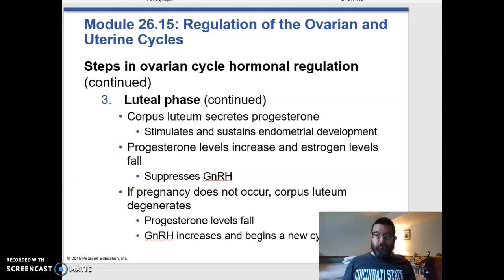Eventually, the corpus luteum, if there is no fertilization, will begin to break down into something called the corpus albicans, and therefore your progesterone levels will crater, and that will cause menses, the next phase in the uterine cycle, where the spiral arteries will spasm, and you will lose blood flow, and you will begin to lose that tissue.